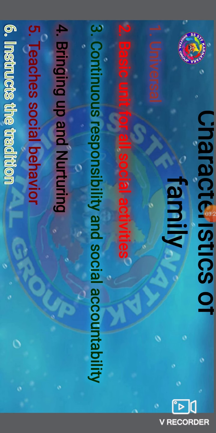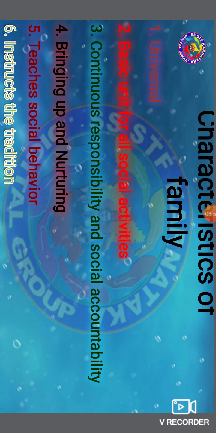As usual, families follow a fixed pattern in issues like marriage, nutrition, kinship, and property rights. Generally, the members who belong to a particular family reside in the same place or share the same roof. So this is how the family is universal.